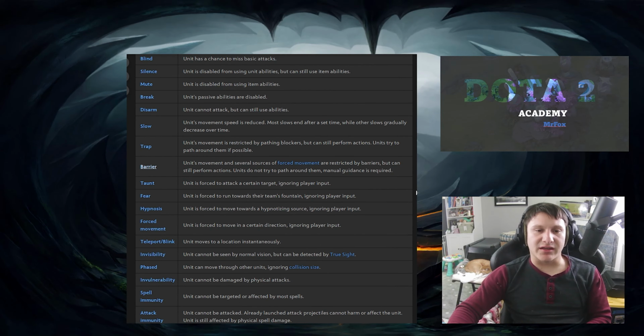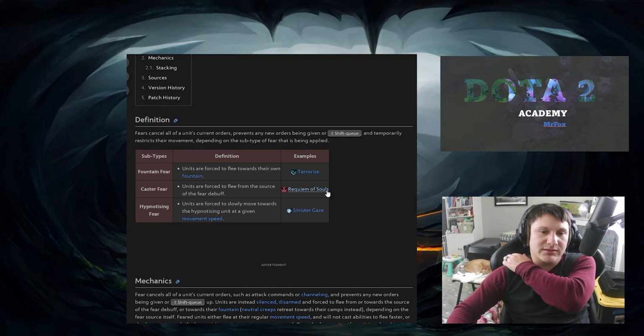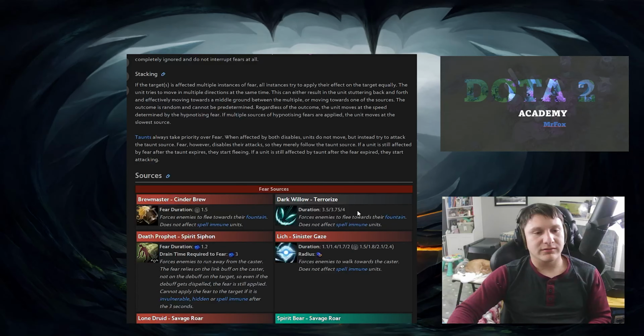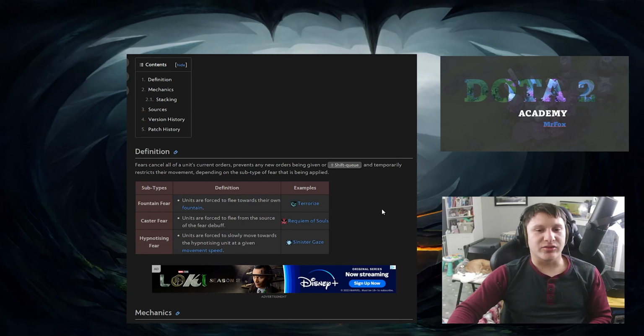Taunt: a unit is forced to attack a certain target, ignoring player input. Fear: a unit is forced to run away toward their team's fountain, ignoring player input. So this is interesting, because I thought, yeah, Sinister Gaze, it's walking towards the caster. I would say it does say towards the fountain, but there's actually three different types. There we go: the Fountain Fear, the Caster Fear, and the Hypnotizing Fear. So that's good to know. Okay.